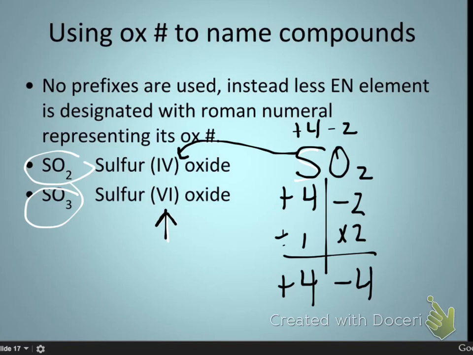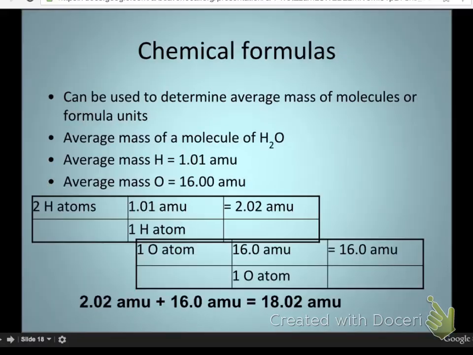I want you to be familiar with it enough that if you do encounter it again, it's not a total shock. You've seen it, but we're not going to spend a lot of time with it. Chemical formulas and using them, because now you know how to write them, now you have to know how to use them.